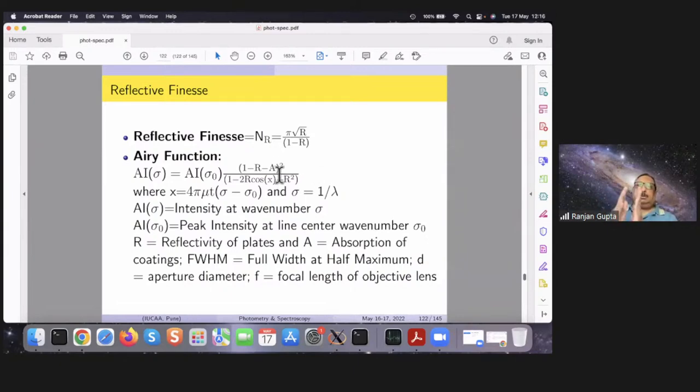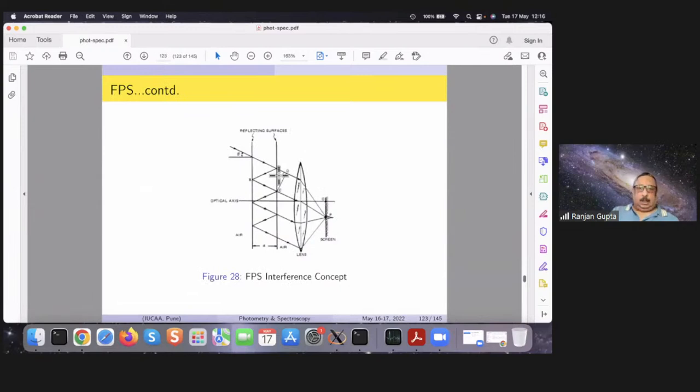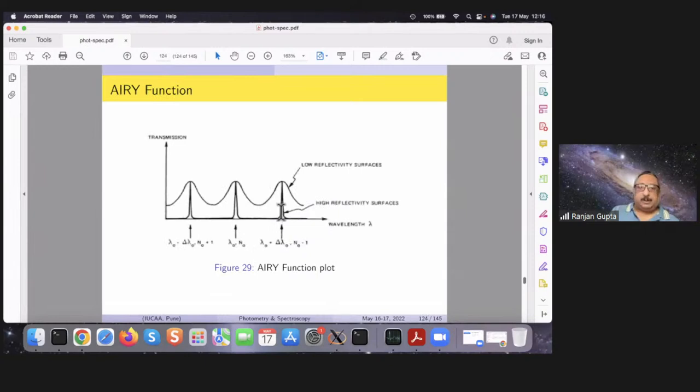But what can happen? There could be a misalignment. There could be a polishing. There could be various other things. So there are five such things which affect the net thing. So reflection is the basic thing. And this is, of course, again showing the same picture. And this is the Airy pattern.